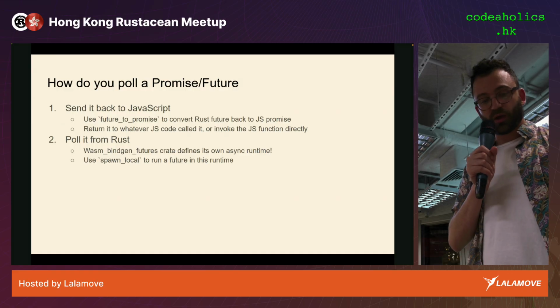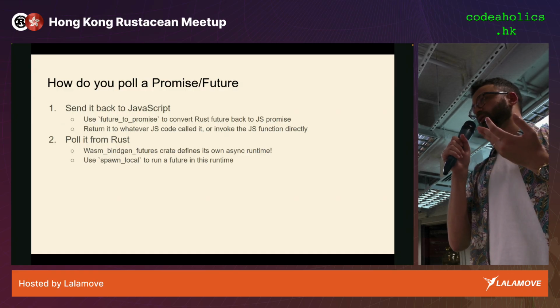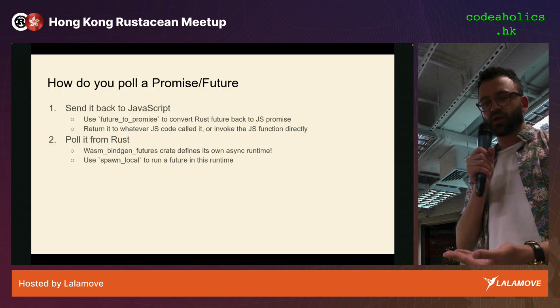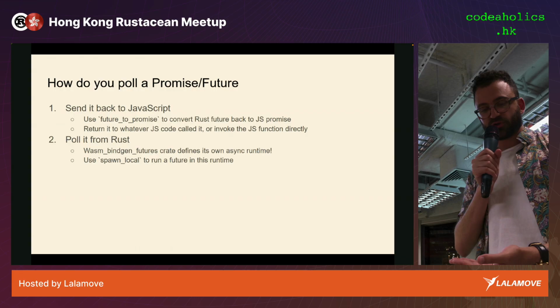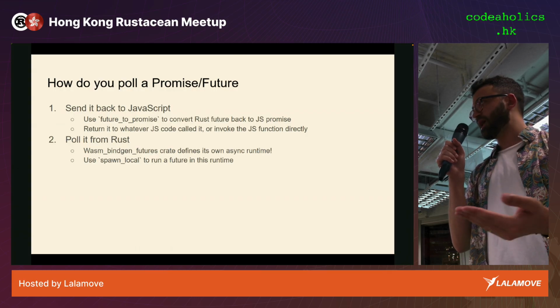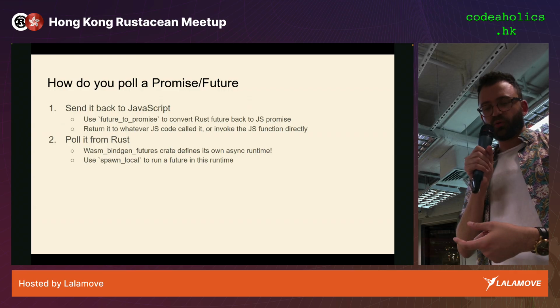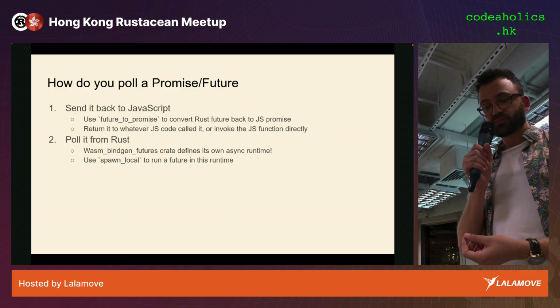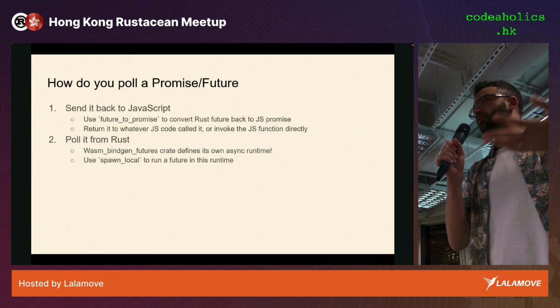That's fine. It's in the JS, it's not my business anymore. Or you can pull it from Rust, right? Your Rust code may want to await something. What happens when you do that? There's another crate you can pull in called wasm-bindgen-futures, and it defines its own tiny little async runtime. Kind of. There's a spawn_local function in that library, and it runs the future to completion, right? Great. So end of story, right?